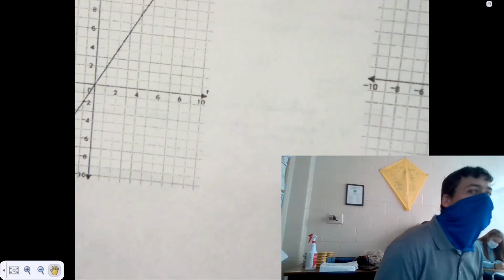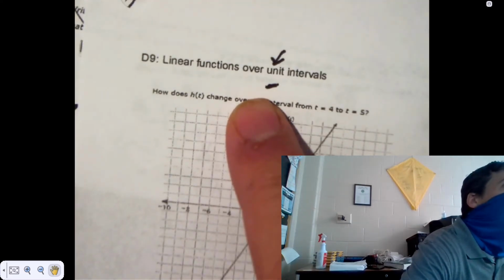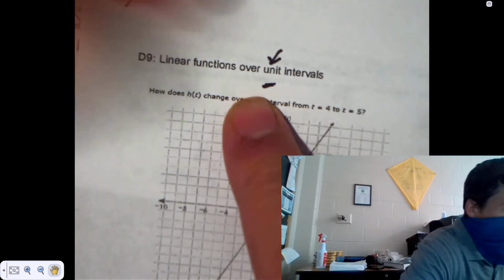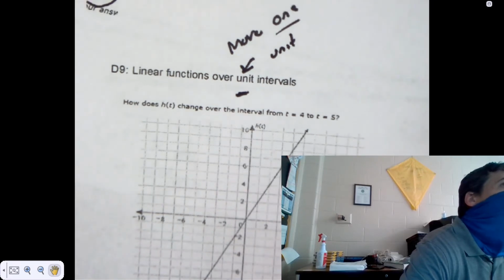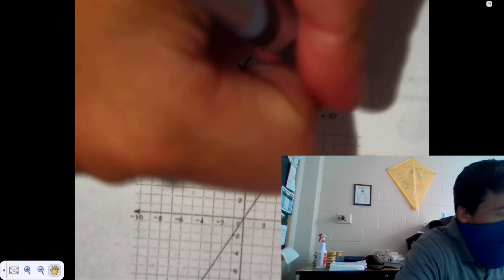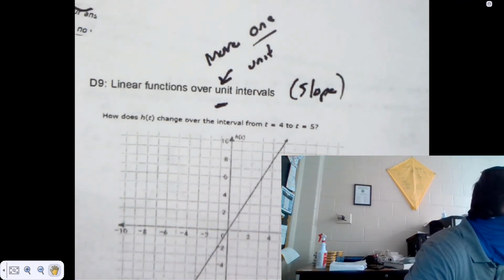It shouldn't take you long. But D9 is titled Linear Functions over Unit Intervals. It uses the word unit. That means you move by 1 unit. That's it, you just move 1 unit, because unit means 1. And it turns out that it's just talking about slope. I mean, it's really all this section is about slope. And we'll do a couple and you'll see that that's really all it is. It's just slope.